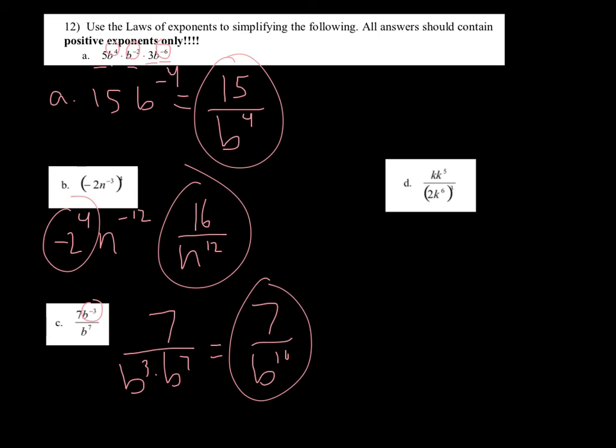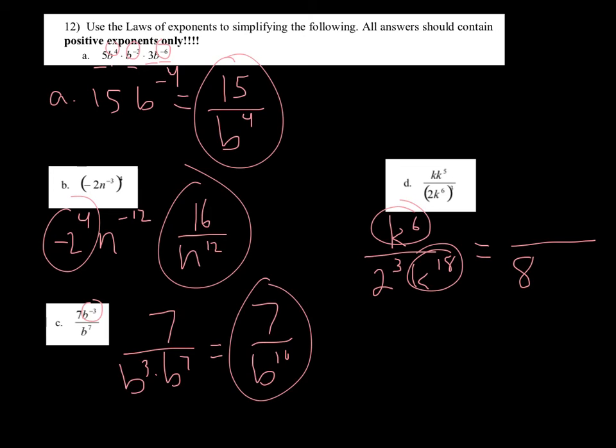Next, we have k times k to the 5th, which is k to the 6th, all over 2 to the first power raised to the 3rd, which is 2 to the 1 times 3, or 3. And k to the 6th raised to the 3rd, which is k to the 18th. Okay, so on the bottom, we're going to have 8. That's what 2 times 2 times 2 is. 6 k's on the top, 18 k's on the bottom. That's going to leave us with 12 k's on the bottom. What to do with the top? A placeholder of 1, because everything up top canceled out to become 1.